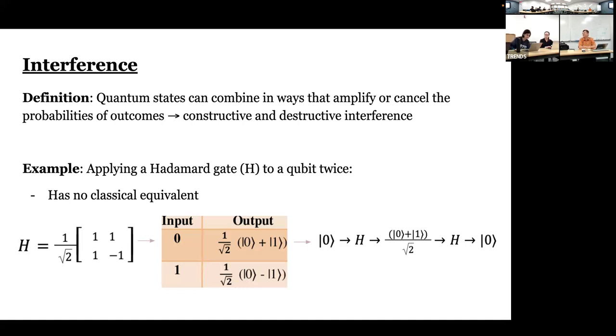To a qubit twice. This has no classical equivalent from what I can tell. So this is the matrix that represents the H gate. And if you apply it to state 0, this is the output that you get, because 0 is the matrix 1 and then 0. And if you apply it to state 1, you get this. So if you apply the H gate to a qubit of state 0 twice, you get the qubit itself unchanged, or it reverses the change on itself.